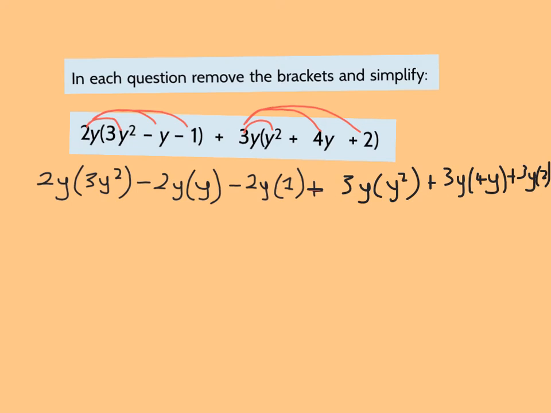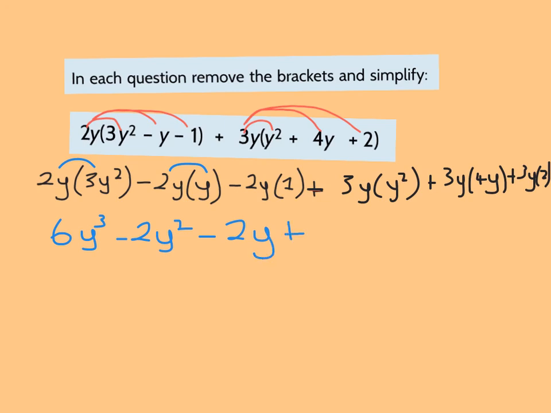So first of all we have 2y by 3y squared. 2 by 3 is going to give me 6. And y by y squared gives me y cubed. Then I have minus 2y by y. So that's going to give me minus 2y squared. Remember to add the powers. Minus 2y multiplied by 1 gives me 2y.